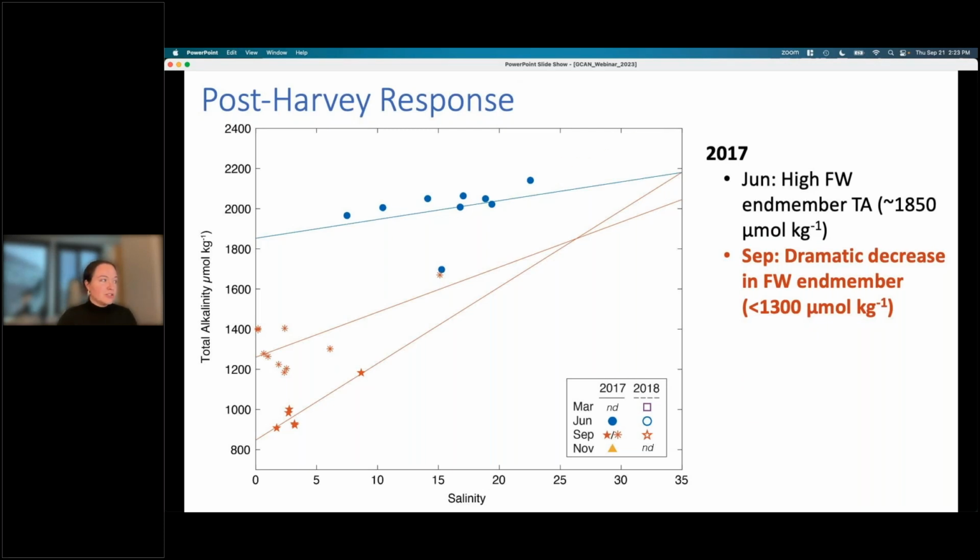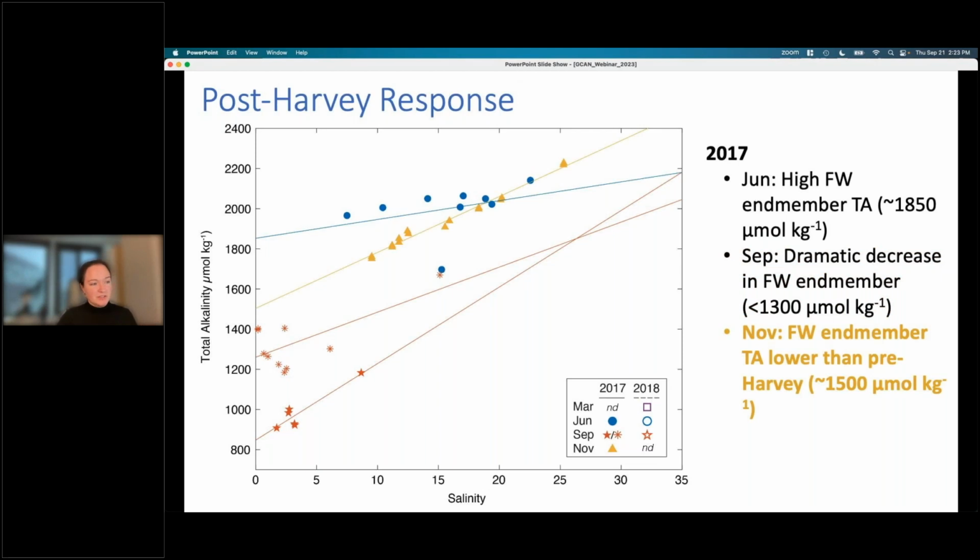By November 2017, about 2 months after the storm, shown by the yellow triangles here, that freshwater end member is still lower than pre-Harvey, but higher than the freshwater end members calculated for both the September sampling time points, indicating potentially a continued recovery, and/or this may have been a result of seasonal influences and potentially recovered to more normal conditions.